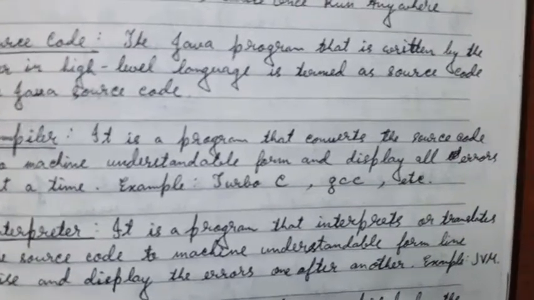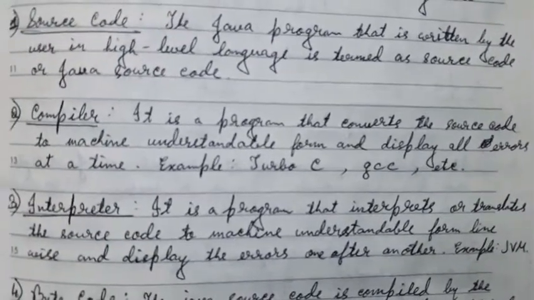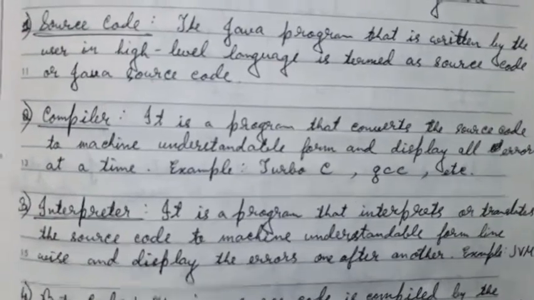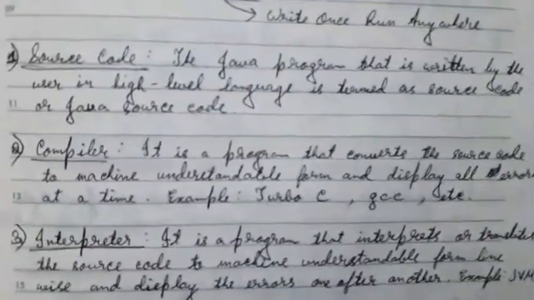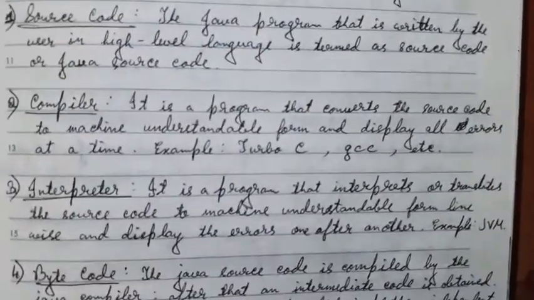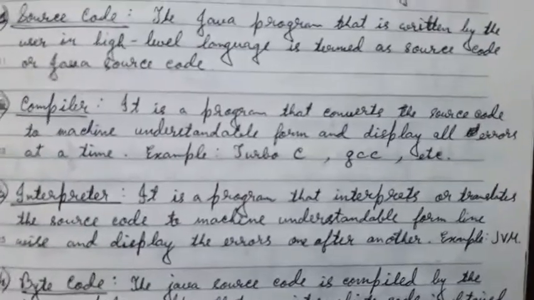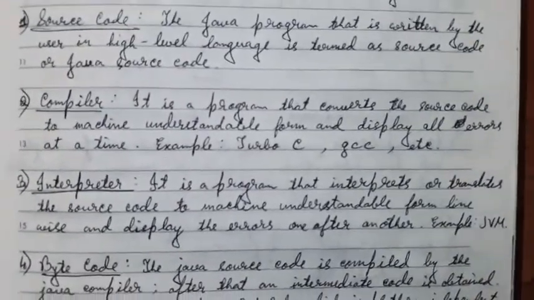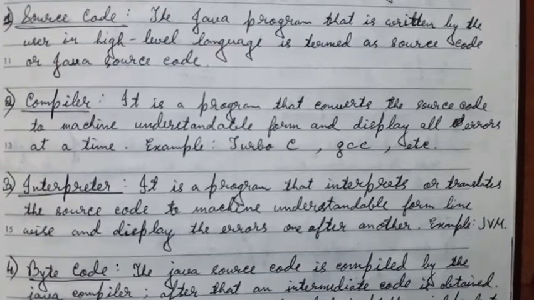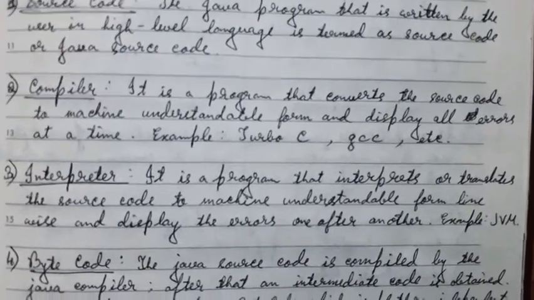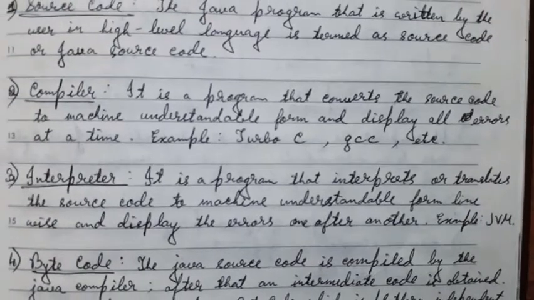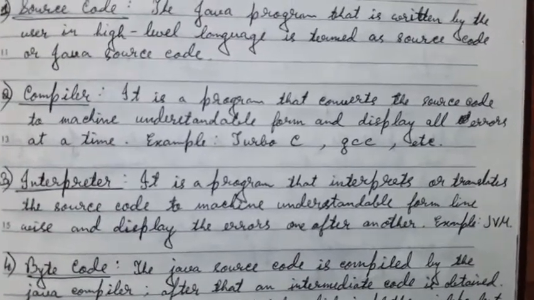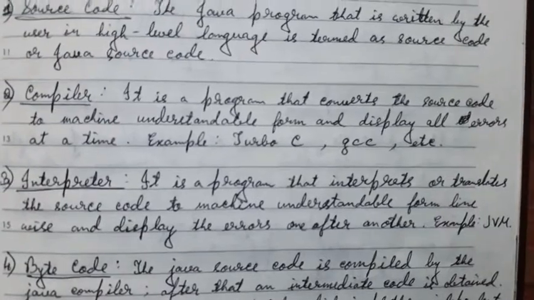Alright, there it is vital. It displays all the errors at a time. I mean, suppose there are 5 errors in the program, it will display the five errors one after another, at a time. And what is interpreter? Interpreter is a program that interprets or translates the source code to machine understandable form line wise and displays the errors one after another. This is a basic difference between a compiler and an interpreter.